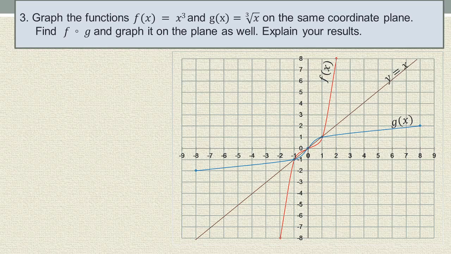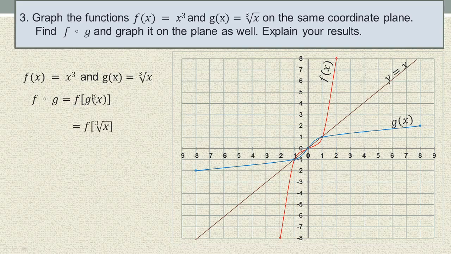And now you have to find the composite of f and g. So f of x, g of x, which is given. So f composite g is f of g of x, and you just substitute g of x, that is cubic root of x. So f of cubic root of x is, by the definition of f of x, cubic root of x the whole cube, which is nothing but x power 1 by 3 the whole power 3. So which will give you x. If I make this f composite g as y, this equation is y is equal to x.